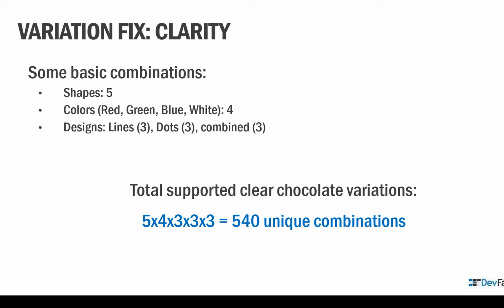So what I've done is I've actually said, well, okay, if we look at up to 3 lines, up to 3 dots, and up to a combination of dots and lines of up to 3, it gives us a combination that looks something like the bottom in blue. We have 5 different shapes, 4 different colors, 3 different lines, 3 different dots, and 3 different combined, which gives us a total of 540 different unique combinations that we could have from that.